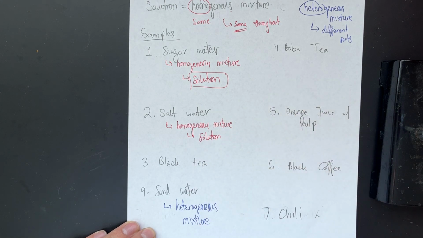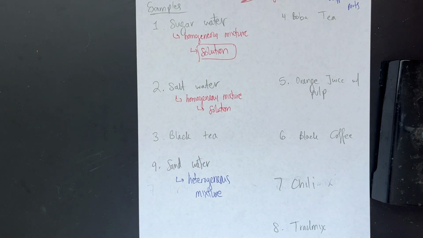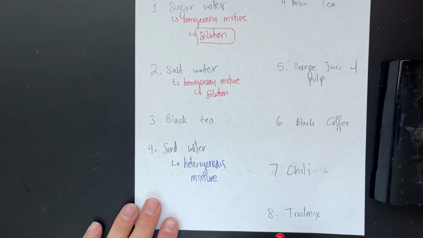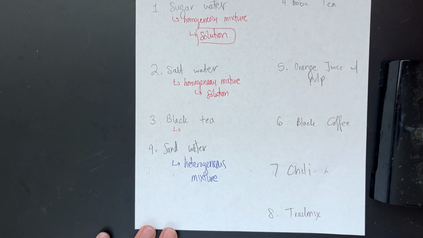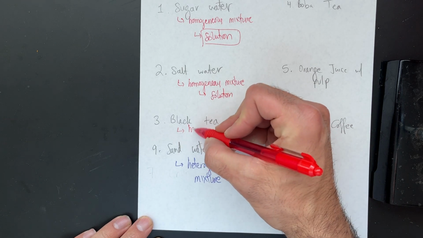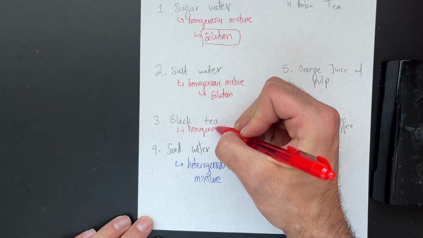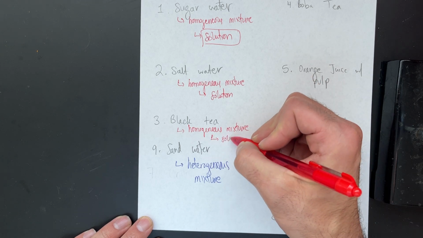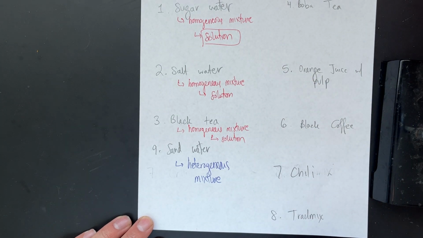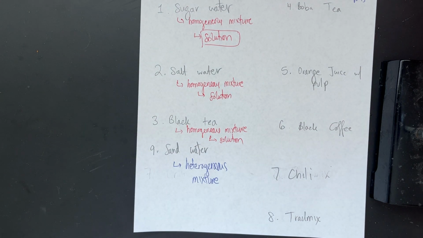How about black tea? What I mean by black tea is something like Earl Grey or English breakfast or black color tea. What is black tea? Well, the first sip tastes the same as the fifth sip. All of them, it's the same throughout, and therefore it's a homogeneous mixture. And therefore it's a solution. Black tea is a solution.